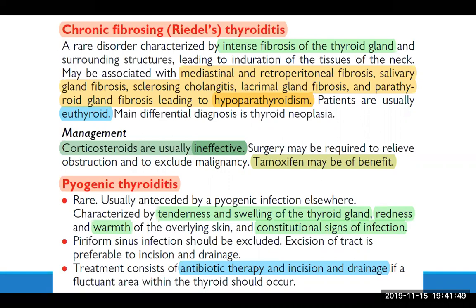Tamoxifen, which increases the level of TGF, can be used in the management of chronic fibrosing thyroiditis. Pyogenic thyroiditis is an acute abscess with tenderness and swelling of the thyroid gland, redness and warmth. Thyroid ultrasonography can be diagnostic because it can show the abscess, and there are also constitutional signs of infection. Treatment is by antibiotics and incision and drainage of the abscess.